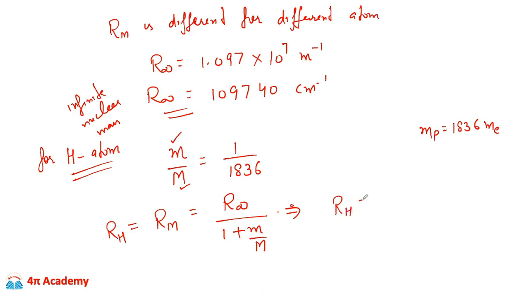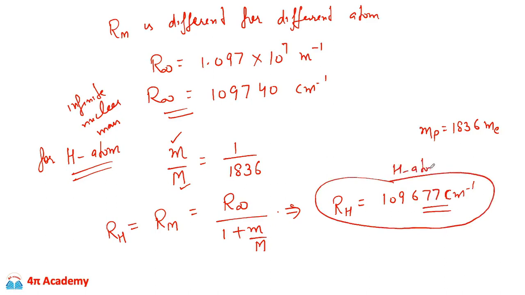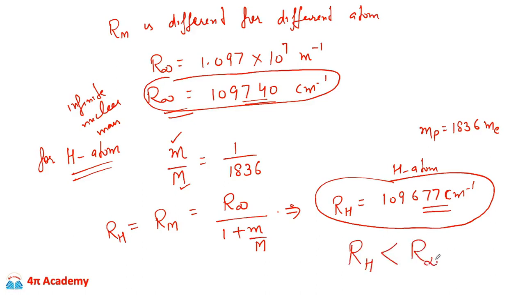So the value of Rydberg constant for hydrogen atom is coming out to be 109677 centimeter inverse. And when you relate these two values, this is for hydrogen atom and this is for infinite nucleus mass, you can check that there is a change in Rydberg constant. Here the value is 109740 and here the value is 109677. So the value of Rydberg constant for hydrogen atom is less as compared to the Rydberg constant for infinite nuclear mass.